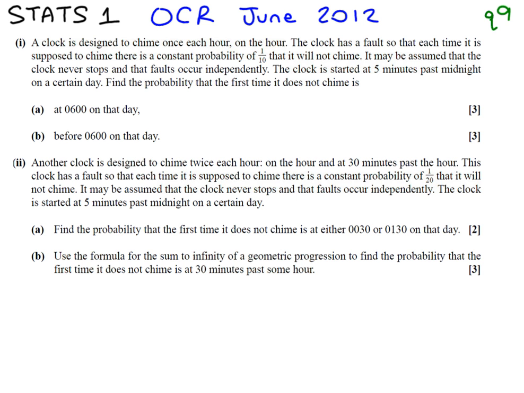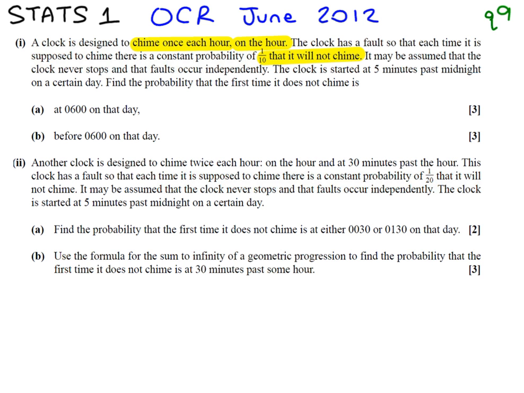A clock is designed to chime once an hour. Key bit of information: chime once an hour, on the hour. We need that too. The clock has a fault. Each time it is supposed to chime, there is a constant probability of 1 over 10 that it will not chime. So that sentence is just saying 1 over 10 chance it's going to fail to chime. We'll talk about calling that a success in a minute, but don't worry about that yet.